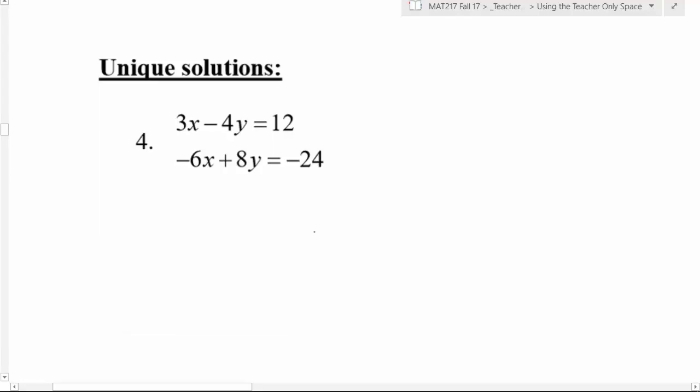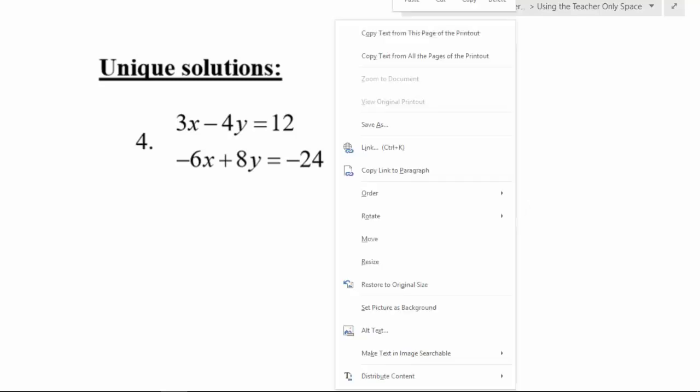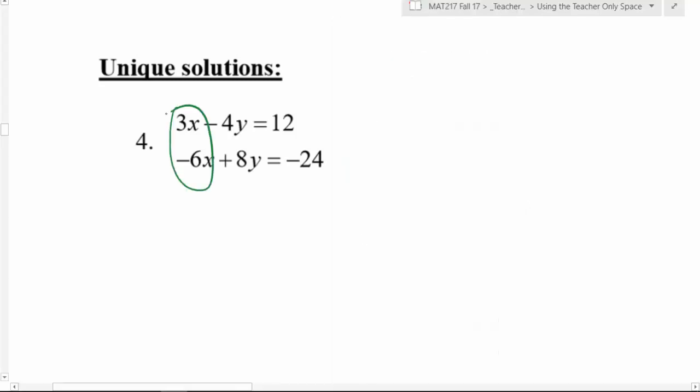In this video, we're just going to go through a couple problems that have unique solutions, so we know what to do when we see them and we understand what we're talking about. For this first one, it's already set up for elimination, so I'm going to go with that because I notice my x's right here, 3x, negative 6x. That seems pretty simple.